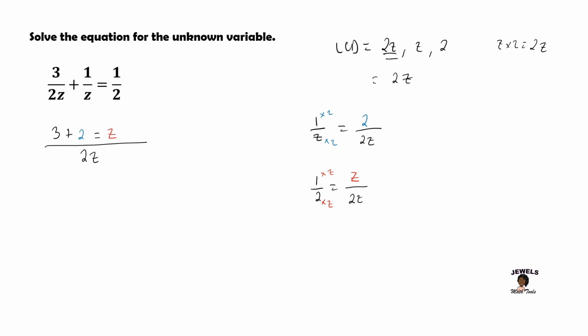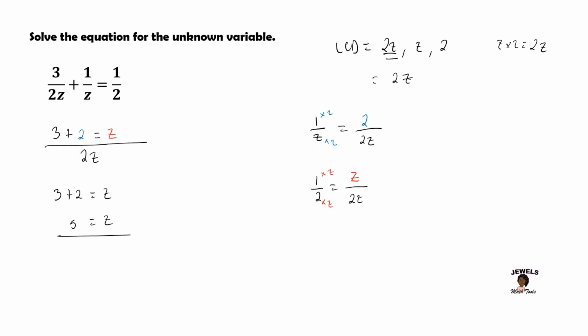So now that we have changed our fractions into the equivalent form where 2z is the denominator for all of these fractions, we are now going to solve for our unknown variable z. And 3 plus 2 is 5, which means that my z is equal to 5.